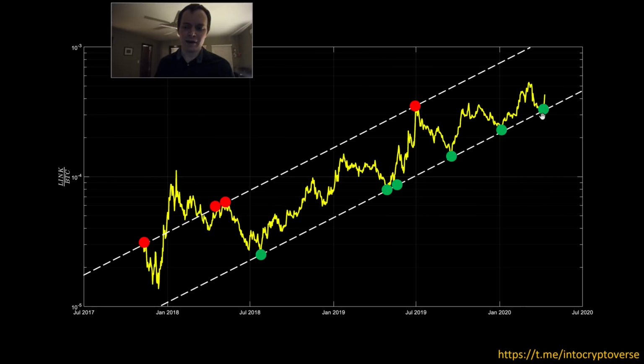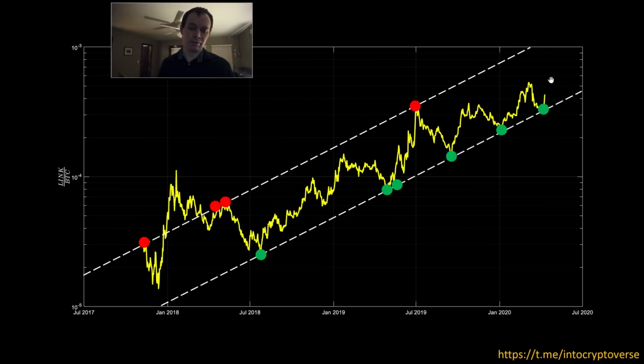Now, that's not to say we can't break it. It certainly won't remain in this trend line forever. That doesn't mean it has to break to the downside. It could go up, but it is interesting to see that it does tend to respect this line, at least it has since inception. So again, Link with respect to Bitcoin is a very interesting metric to look at.